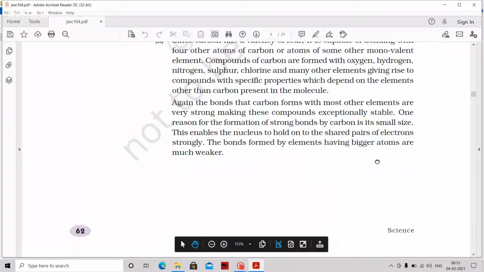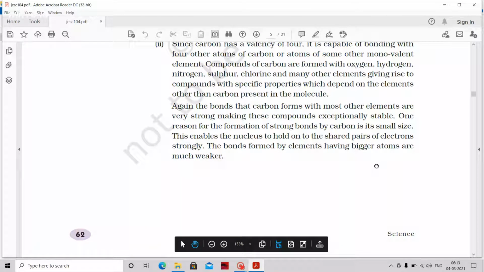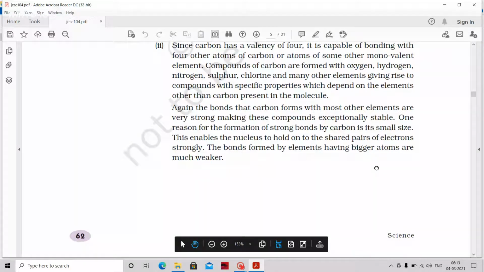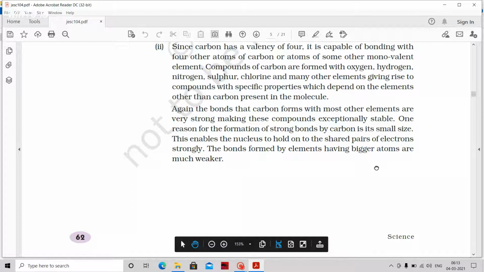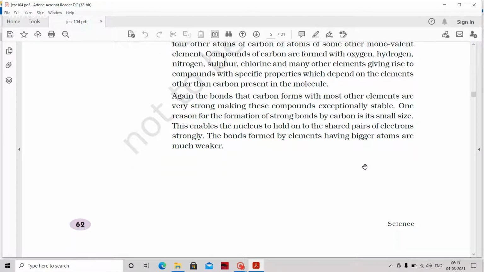Because of these two specific properties, carbon shows a different behavior called versatile behavior. That property one is catenation, another one is valency. Again, the bonds which carbon forms with most other elements are very strong, making these compounds stable. Why does carbon form strong bonds? You can see the carbon atom is a smaller atom.